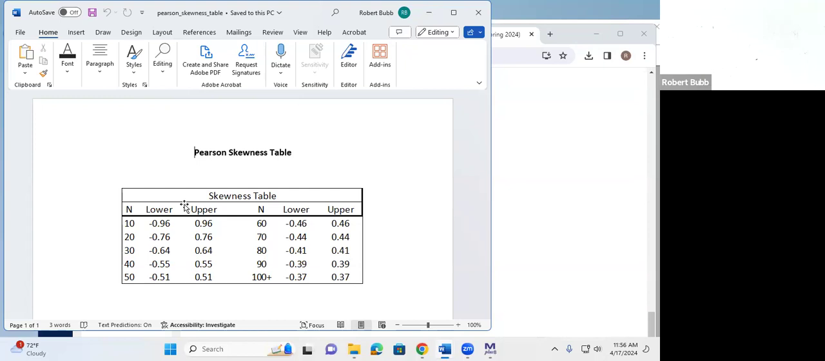I would never use the plus or minus one as a cutoff. Sometimes you'll see that, like if your skewness is less than plus or minus one, then it's fine. Obviously with smaller sample sizes, you're going to have a wider range. With larger sample sizes, the range of normality is going to be smaller.